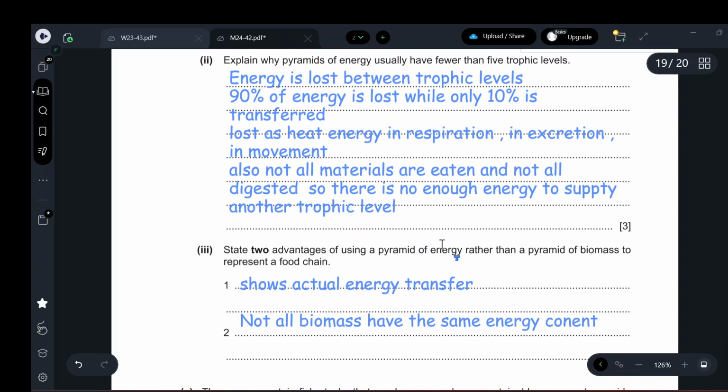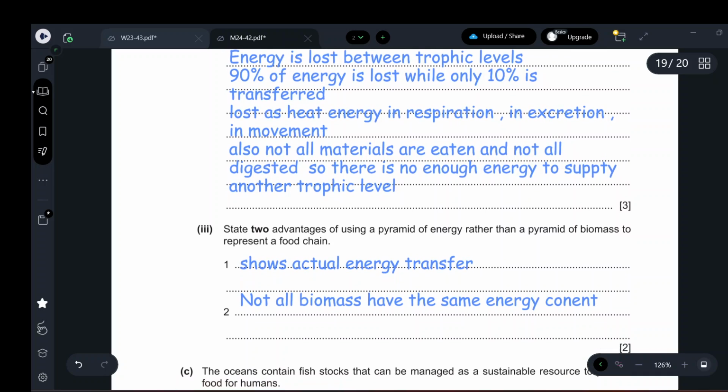Okay. Two advantages of using the pyramid of energy. We said that it shows better the actual energy transferred between the levels, and it is better than the biomass pyramid, because in the biomass pyramid, not all biomass have the same energy content. And I gave you an example. If you have 10 grams of carbohydrates and 10 grams of fats, they are the same weight. They're the same mass. But do they have the same energy content? Yani if you burn the carbohydrates, will it give the same energy as the fat? No. Fats give more energy even though they are the same mass. This is why pyramids of biomass are still not that accurate. Okay? The best is the pyramid of energy because it shows the actual energy transfer, and not all biomass have the same energy content.